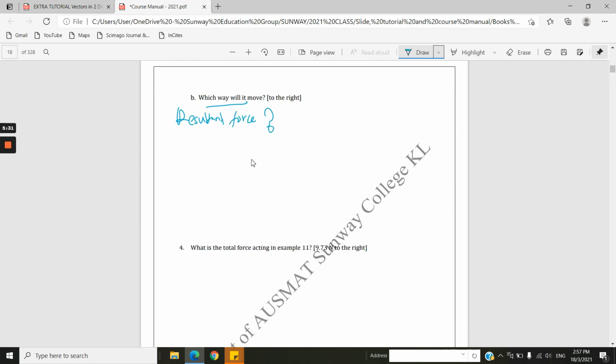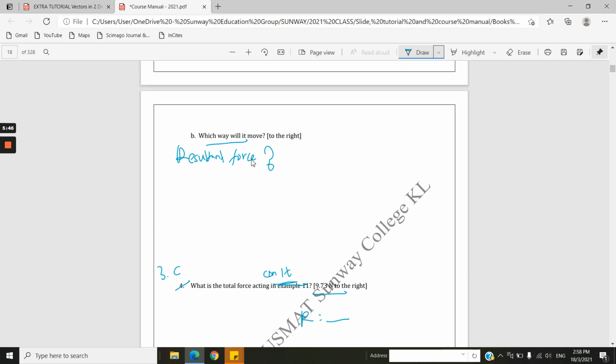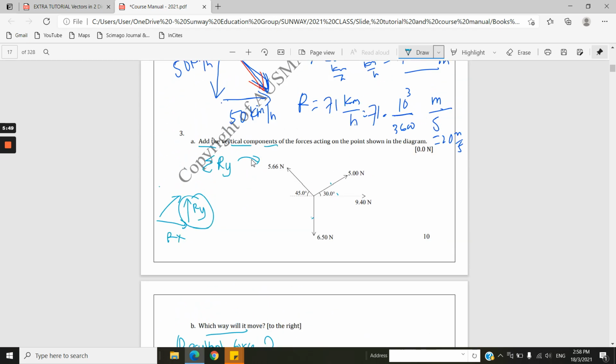For this one, it is not 4, it is actually 3c, continuing from that number. What is the force acting on it? It is actually the answer of your resultant force. So this question is all about how much your resultant force is. In order to calculate your resultant force, you must calculate all the components in the x-axis and all the components in the y-axis. Then you can answer these 3 questions. Correct? So now let's start to resolve one by one. So you have this vector.